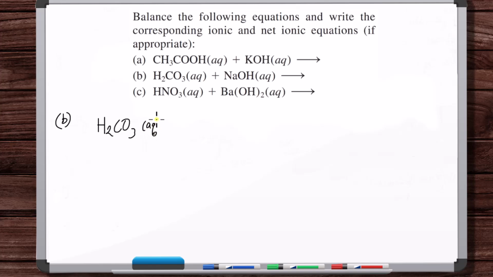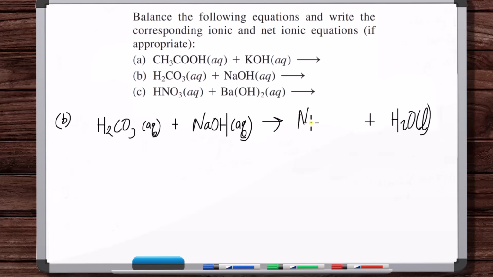carbonic acid aqueous, sodium hydroxide aqueous. Okay, so again, this is a reaction in aqueous solution between an acid and a base. That means it's a neutralization reaction. So in all circumstances, the products are going to be water and a salt. So the salt in this case, CO3 2 minus is the anion carbonate, and that's going to be interacting with the Na plus cation.